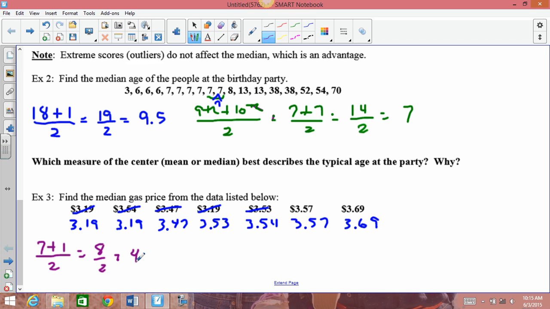When it comes out to be a nice whole number, what that's telling you is the 4th entry is my median. So I just count from the left, 1, 2, 3, 4. Boxing it in. 353 is my median, and you can notice on the left hand side you have 3 data points below that. On the right hand side you have 3 data points above that, so you're balanced. And so $3.53 is the median gas price.